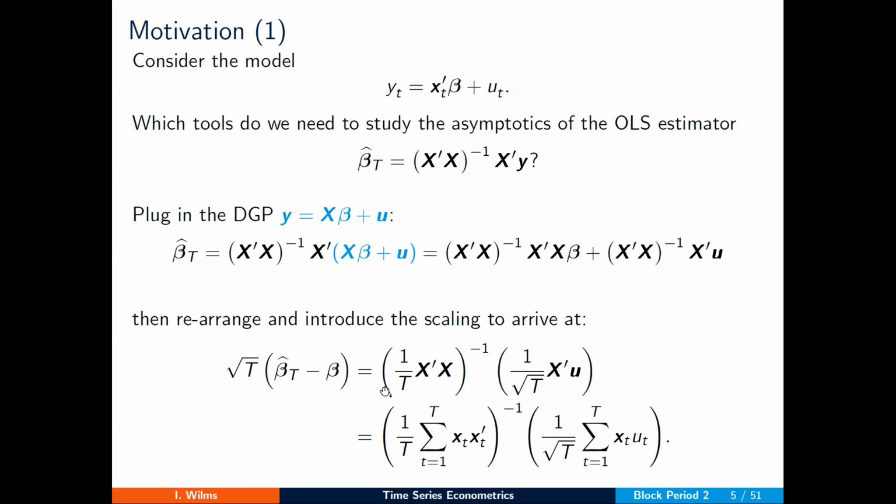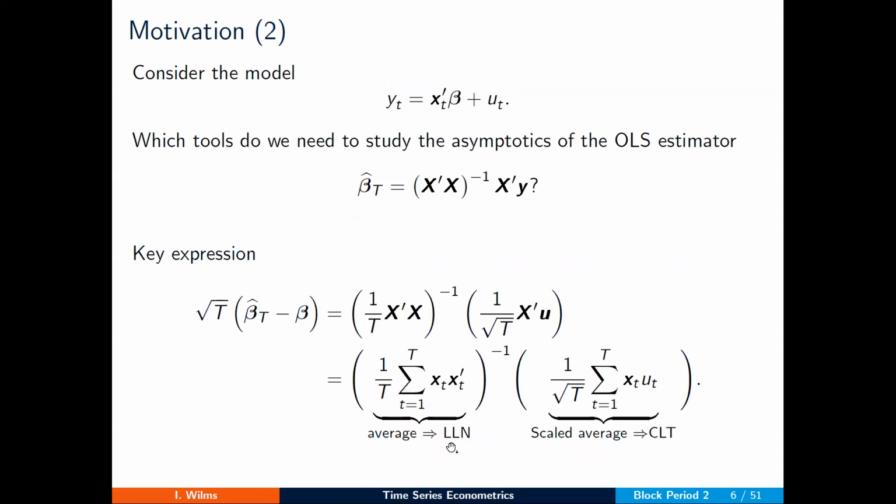Now, what do we have over here? We have two important terms where we need to introduce the appropriate scaling. And from last week, we've seen that this is an average, requires scaling 1 over t, and it calls for the law of large numbers to establish its probability limit. The second term is a scaled average. It requires scaling by 1 over root t, and it calls for the central limit theorem to derive its limiting distribution.